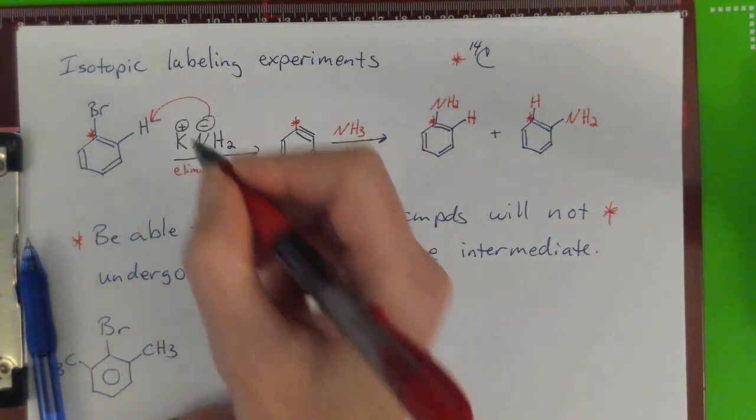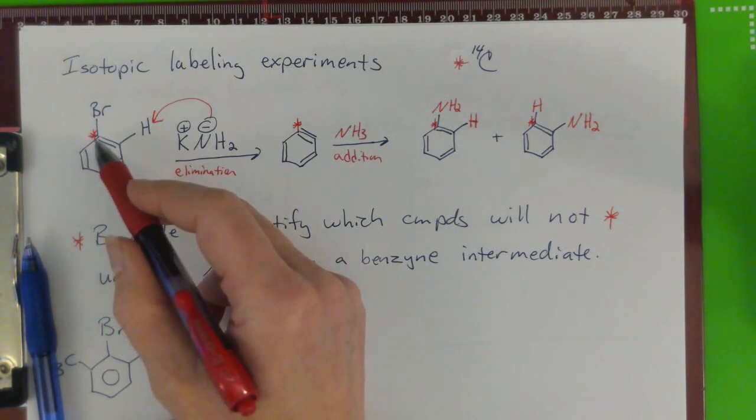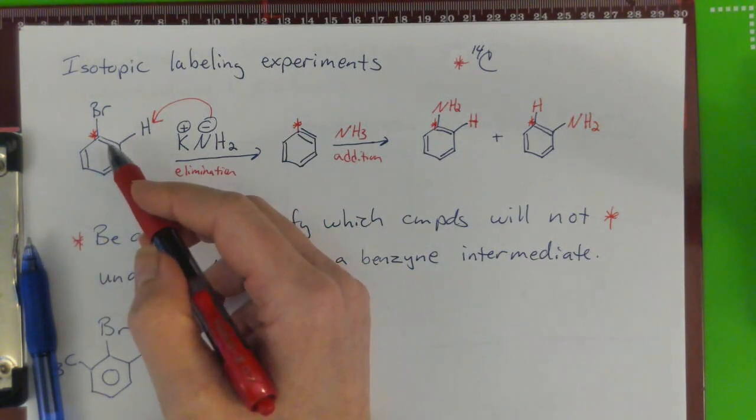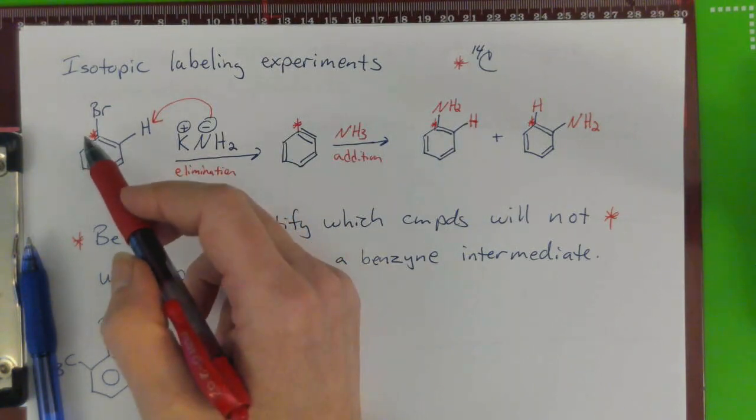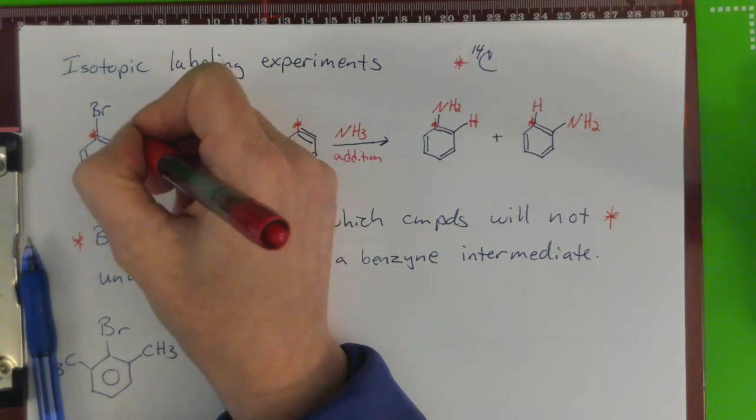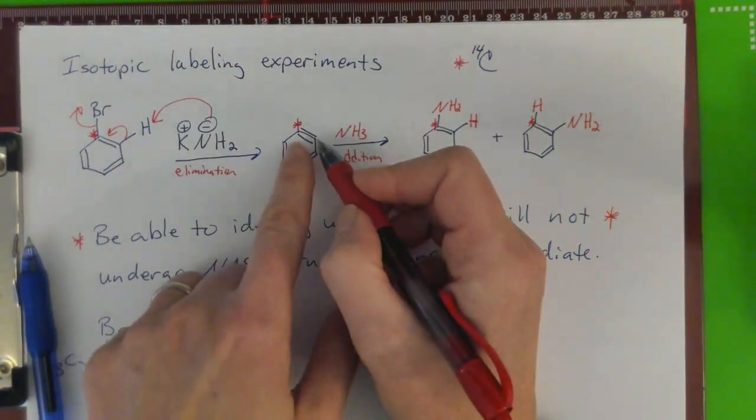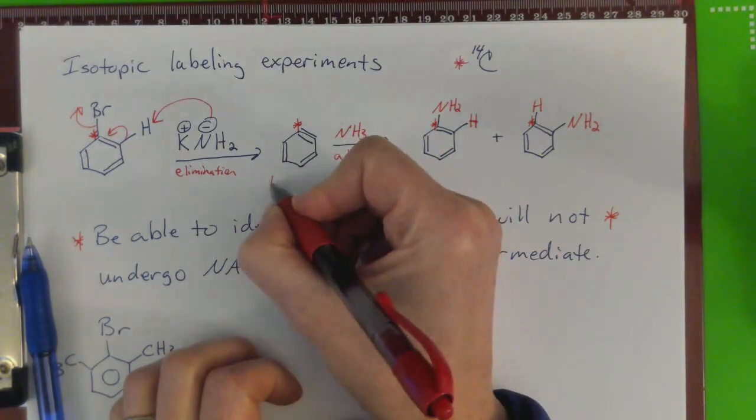And then if the hypothesis of the mechanism is correct, we're going to expect to see both of these products. So I'm going to bump this down here. And again, we have our elimination to make our benzyne intermediate.